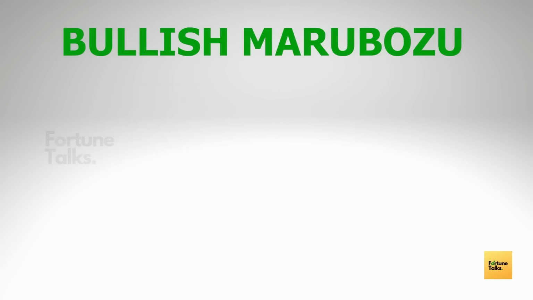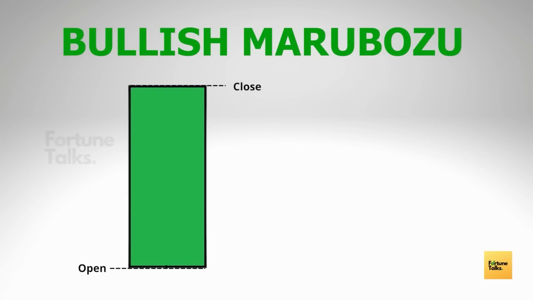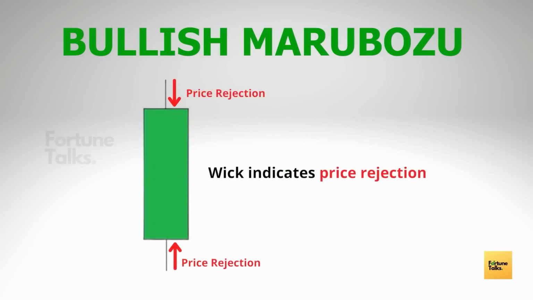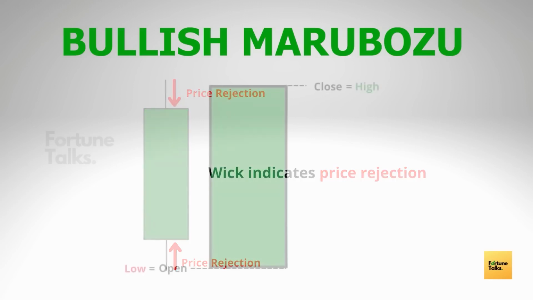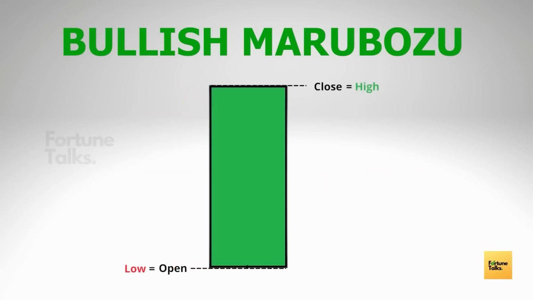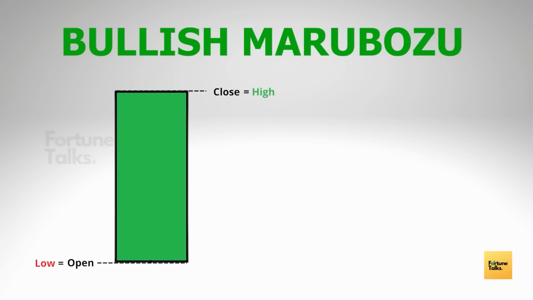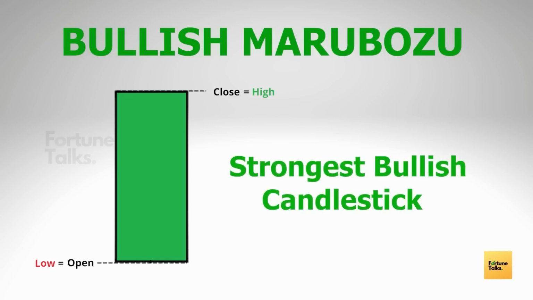The OHLC of the candle is as follows. Since it is a bullish candle, the buyers are under control, so the closing price is higher than the opening price. Since there are no wicks on either side, the high and low prices coincide with the close and open prices respectively. As a rule of thumb, the wick of a candle indicates price rejection or opposition by the opposite party. In case of a bullish Marubozu, the open and low prices coincide, and similarly the high and close prices coincide, which means that there is no selling pressure from the bears. That brings us to the conclusion that bullish Marubozus are the strongest bullish candles we can find on a chart.